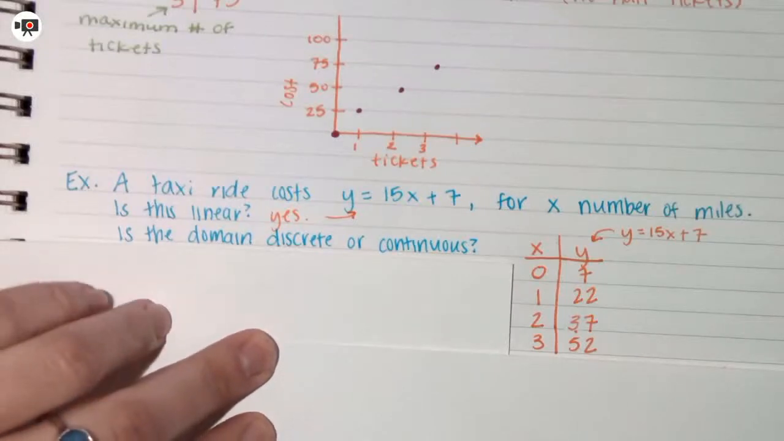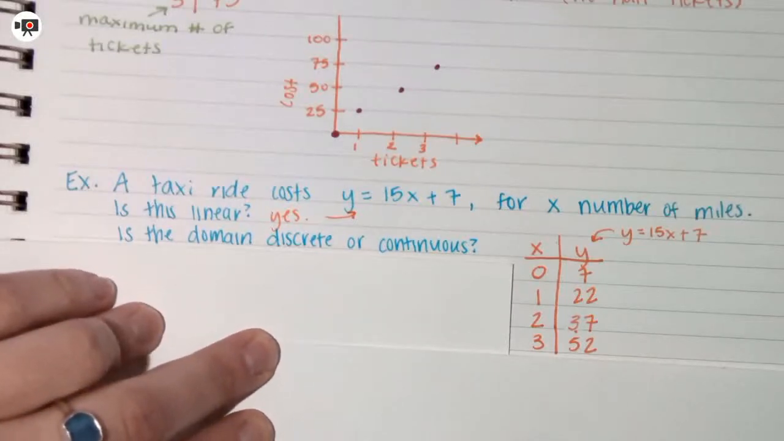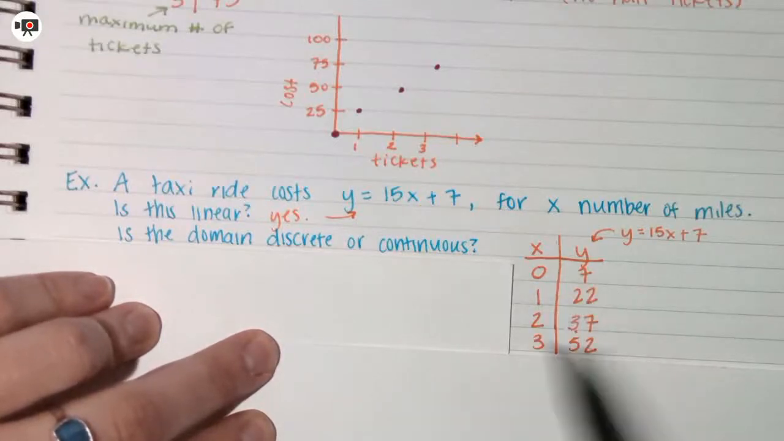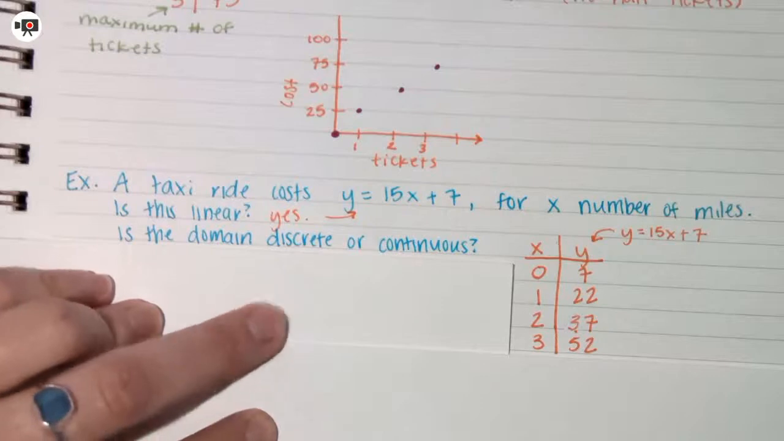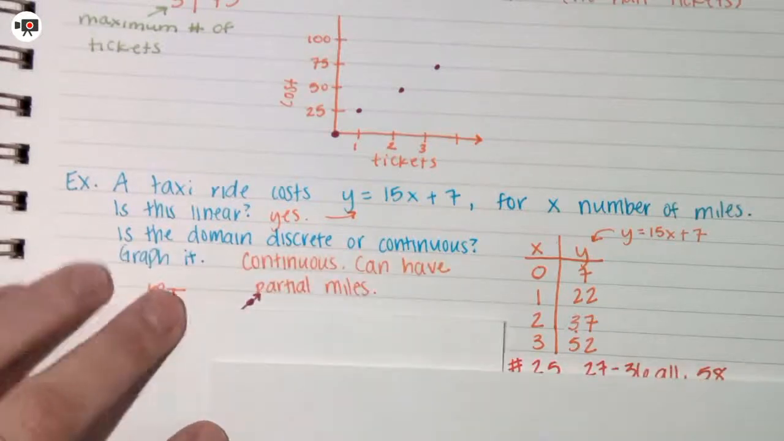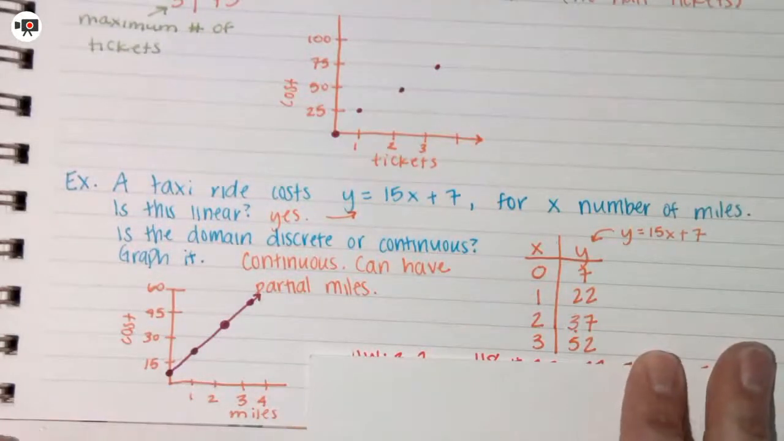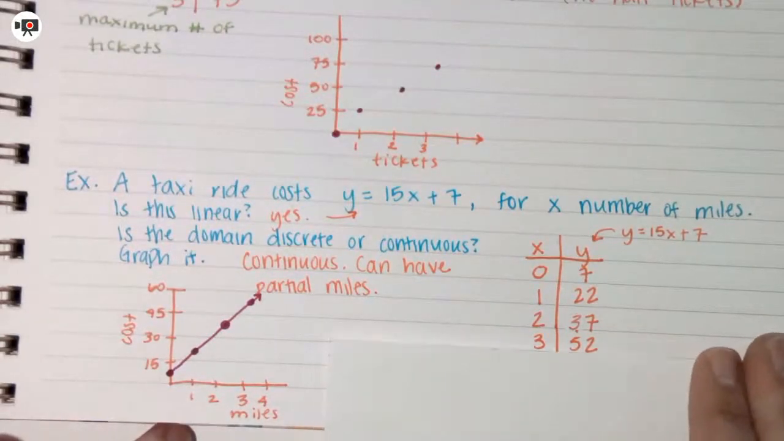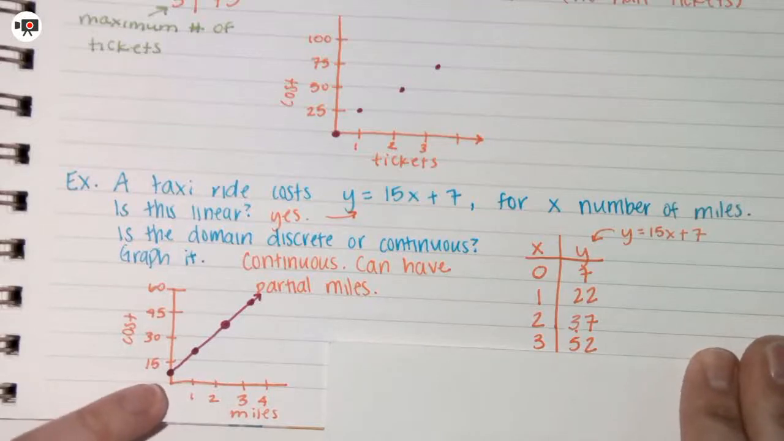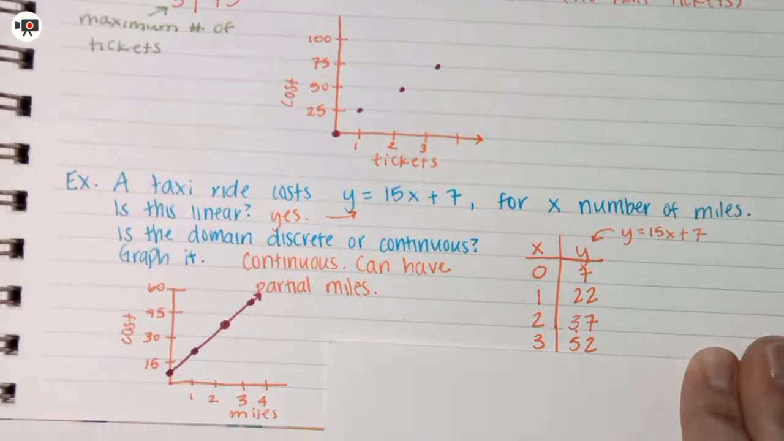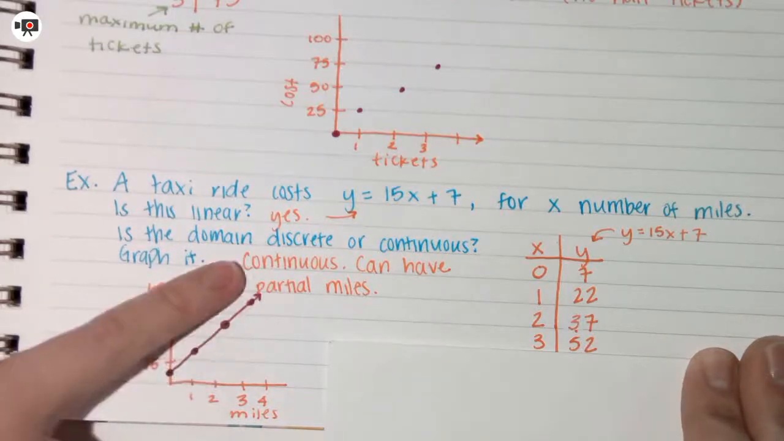Again, could I have a negative number of miles that I drove in the car? No. Even if you drive backwards in a taxi, you're still going a positive distance, so it would be a positive number of miles. So then I can graph it, and I have the graph that looks like this. And I would connect it this time because I can have any number of miles in between those points. And that shows that it is continuous.